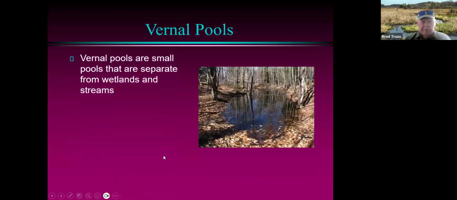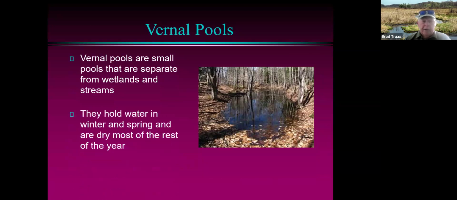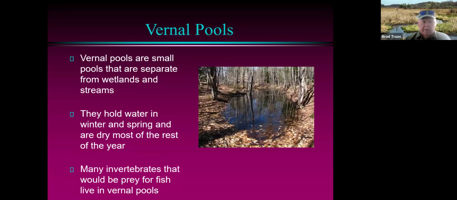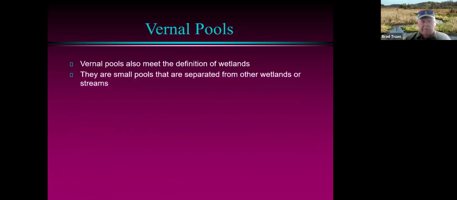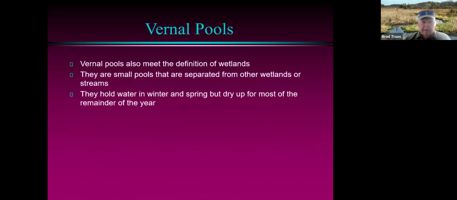Vernal pools actually are also surprisingly wetlands. Vernal pools are small pools that are separate from wetlands and streams. They hold water during the spring and during the winter, and they're dry most of the rest of the year. And as a result, because there can be no fish in these ponds, many invertebrates that would be eaten by the fish are able to live in these vernal pools. So again, they certainly meet the definition of wetlands, and they hold water in the winter or spring, but they dry up for much of the remainder of the year.